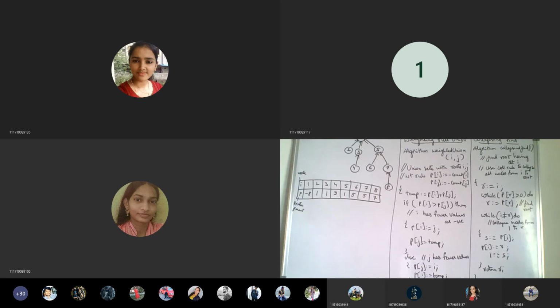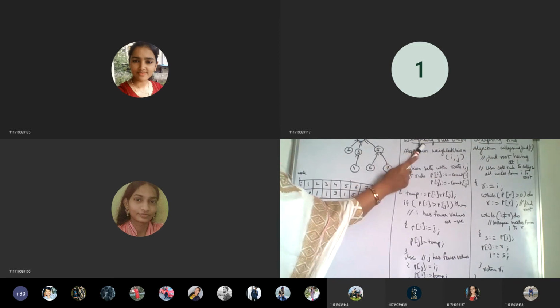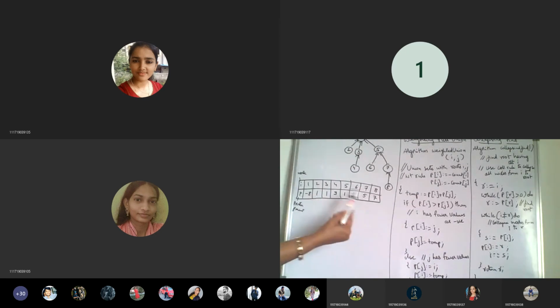So here, what exactly have we done? Weighing rule means, first let me explain the concept theoretically, and then for the same example I'll trace out the algorithm. The weighing rule says that if we have I comma j as the roots, I is one root and j is another root, and we are going to perform union of these two sets, we find P of I, which is equal to negative of count of I, and P of j is negative of count of j.